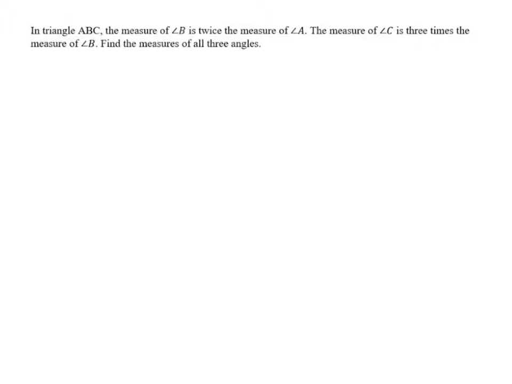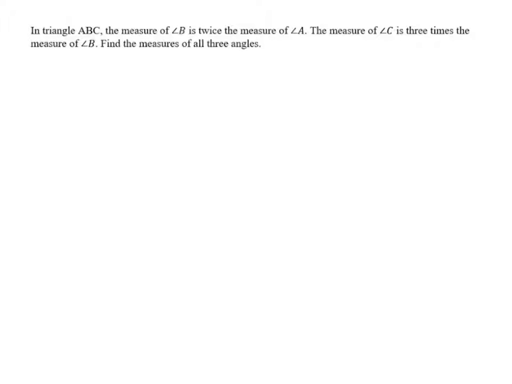In triangle ABC, the measure of angle B is twice the measure of angle A. The measure of angle C is 3 times the measure of angle B. Find the measures of all 3 angles.